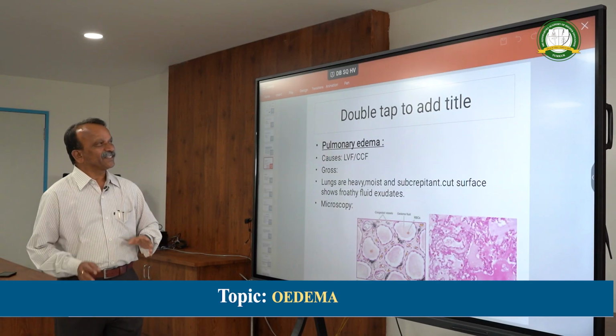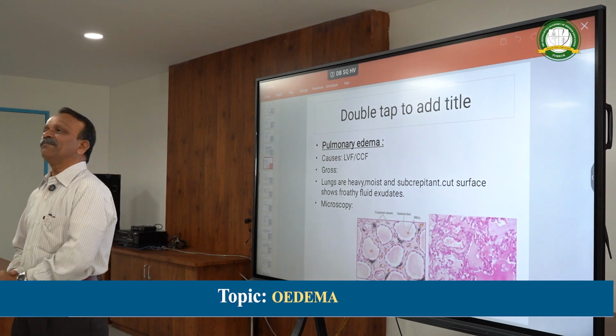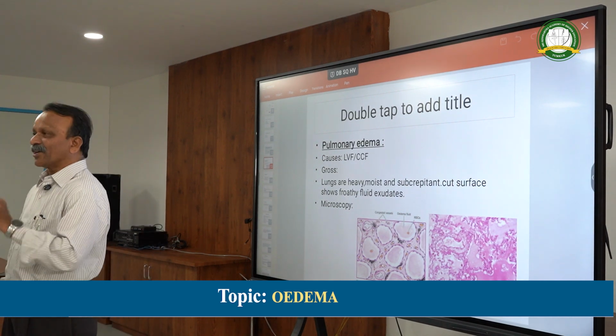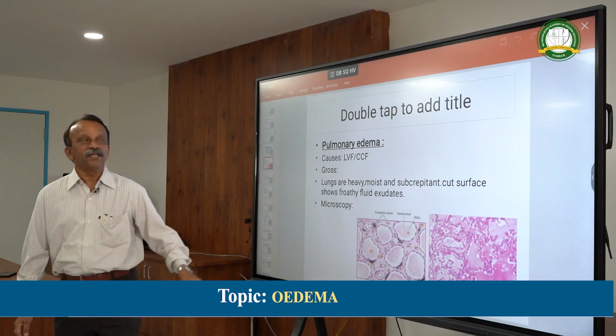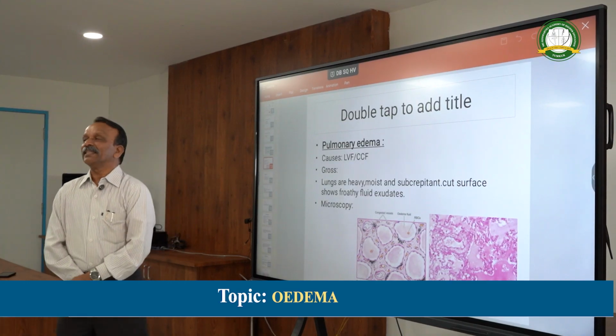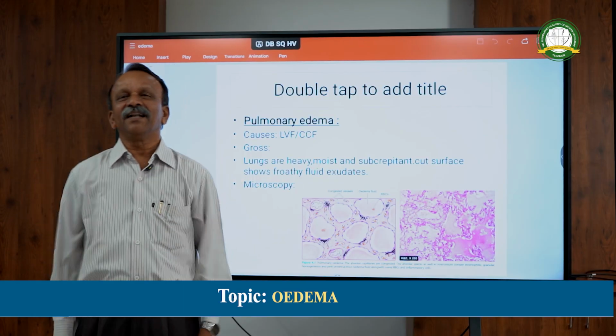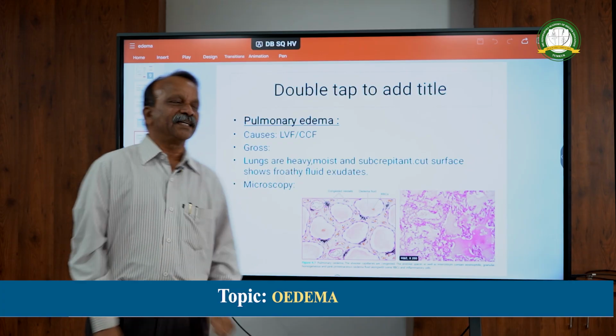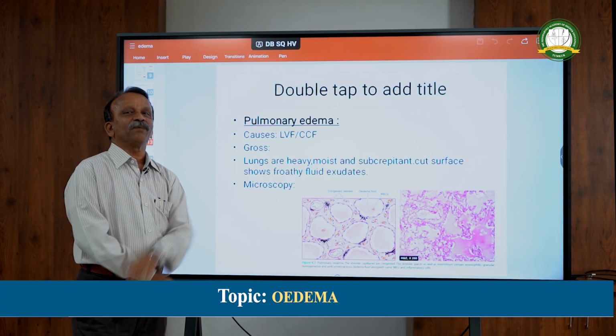Now coming to some of the specific edemas, pulmonary edema. This can be asked as a short note question in your theory paper. What is this pulmonary edema? That is edema present within the lung tissue. We call it pulmonary edema. What are the causes for this pulmonary edema?